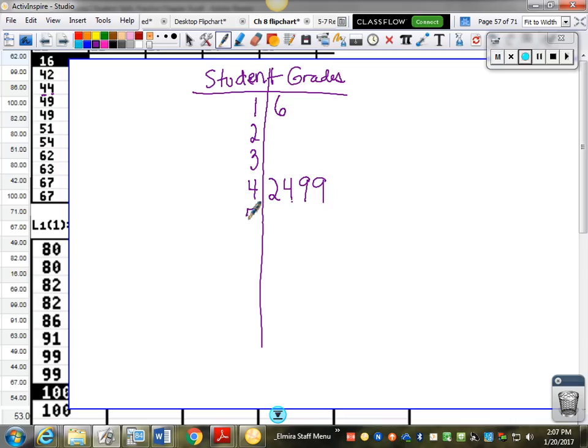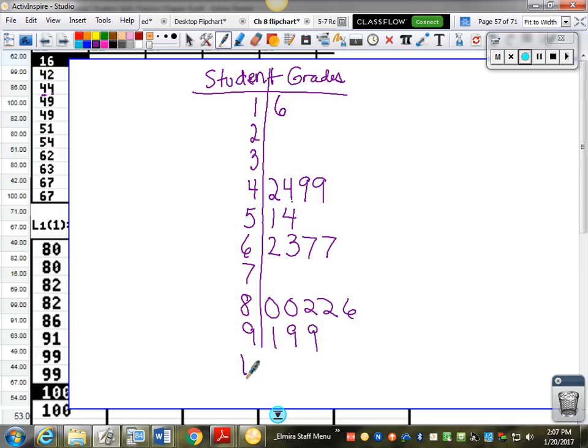Then I've got 51, 54, 62, 63, 67, 67, and then on the second picture I don't have any grades in the 70s, so I'll just put a 7 with nothing after it. 8 would be 80, and another 80, and an 82, an 82, an 86. Then in the 90s I have a 91, a 99, a 99, and then I have 2 100s. So 10 would end up being my stem for that, and the zeros would be the leaves. Okay, so that's how that data would be represented.